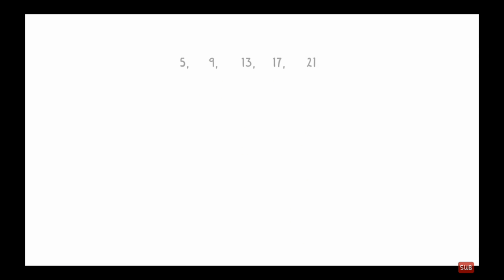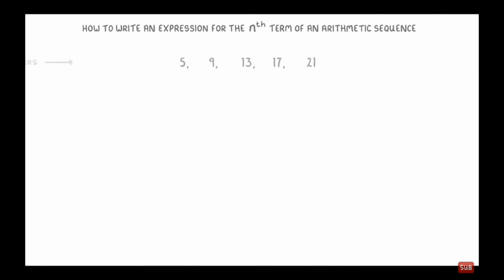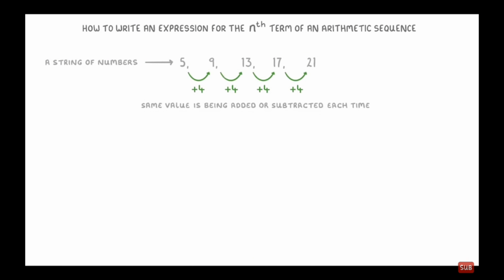In today's video, we're going to cover how to write an expression for the nth term of an arithmetic sequence. And remember, an arithmetic sequence is just a string of numbers where the same value is being added or subtracted each time. So if we look at this sequence here of 5, 9, 13, 17, and 21, it counts as an arithmetic sequence because it's increasing by 4 each time.